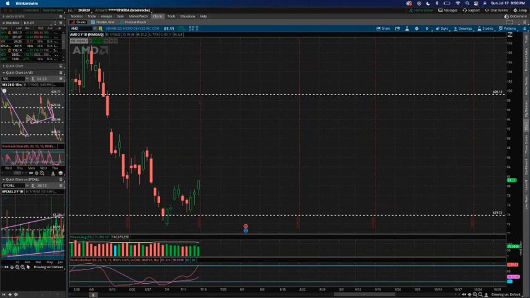Buying more time just adds to your safety. That's pretty much it. It just adds safety, and there's really no reason not to buy more time. It keeps the trade safer.